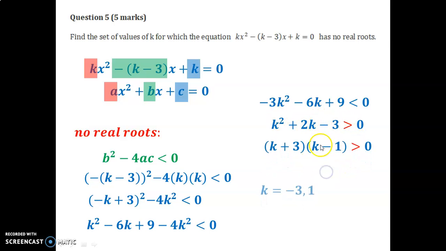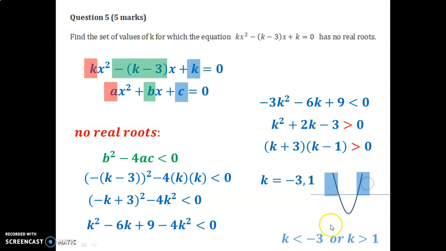So we're thinking, when I factor it, I get 2 answers, negative 3 and 1. But I need a quadratic that's greater than 0. And that quadratic is positive, so it sits like this, greater than 0 here and here. Therefore, our answers are this and this, because that's where this parabola is above the x-axis, where it's greater than 0.